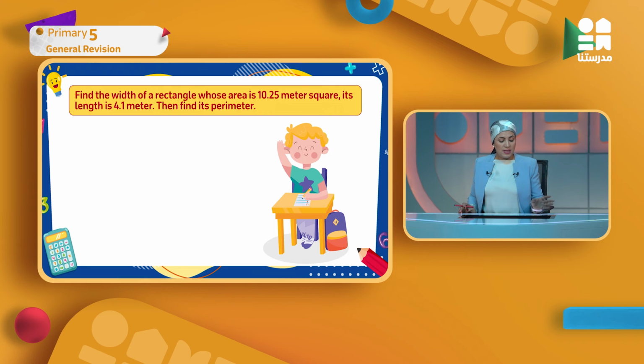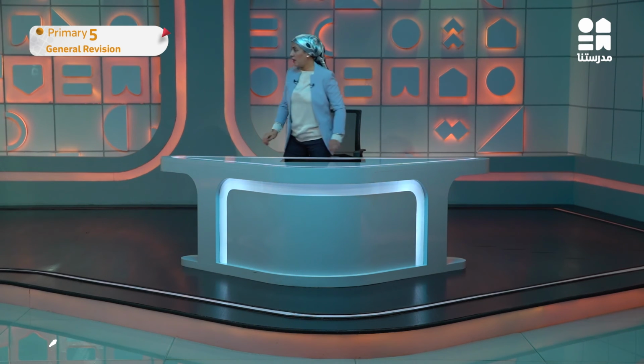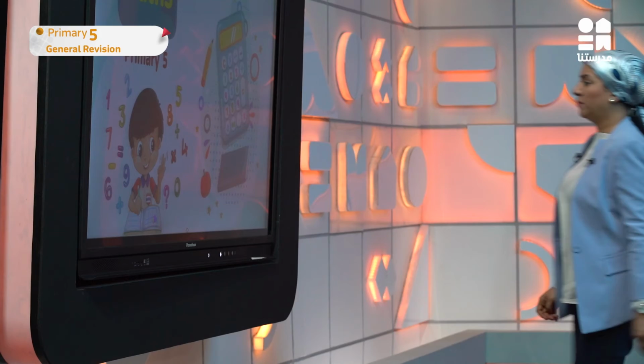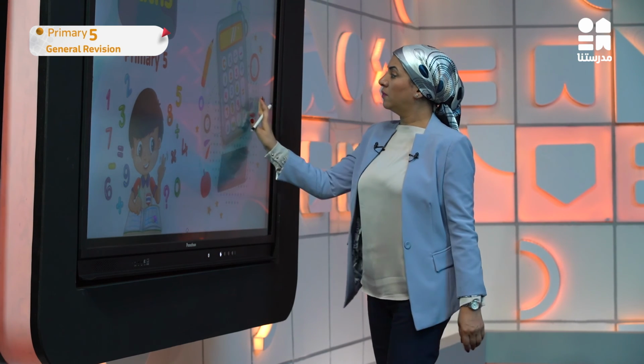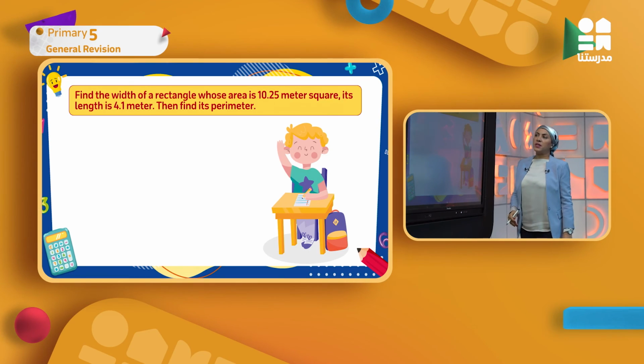Now let's move to our last question and let's go to the board to answer it. Here our question is: find the width of a rectangle whose area is 10.25 meter square, its length is 4.1 meter, then find its perimeter. As we can see, we have 2 questions in 1 question. So I will go step by step, answering one question at a time.